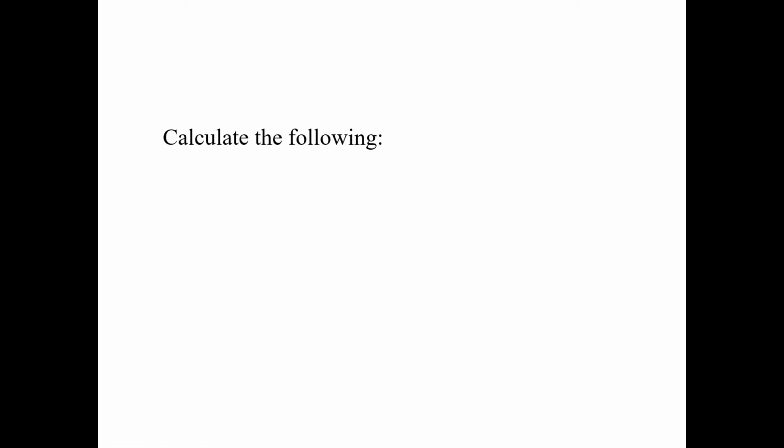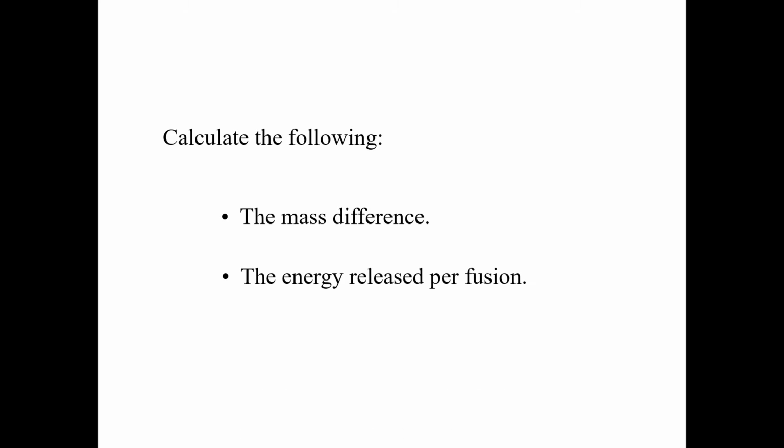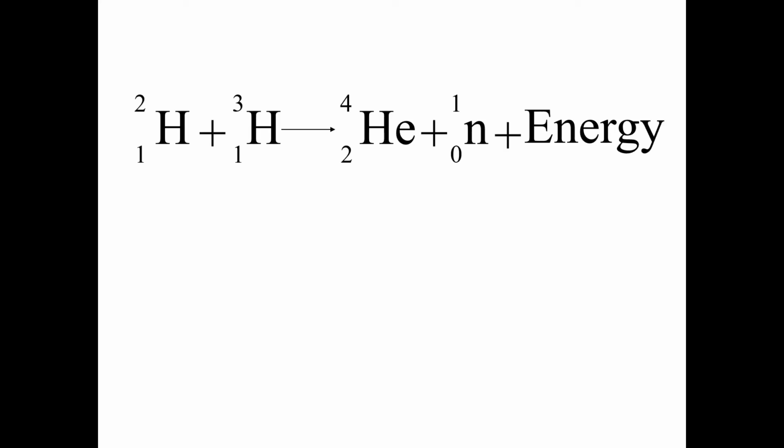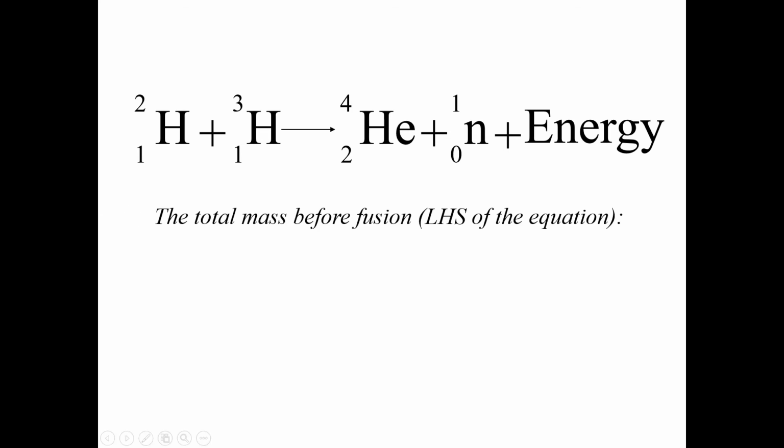So how do we do the calculations? We have to calculate the mass difference. Then from the mass difference, we can get the energy released in fusion. So that's how we calculate the energy from fusion. Again, you have to look at the basic fusion reaction, and from that you have to calculate the total mass before the fusion.